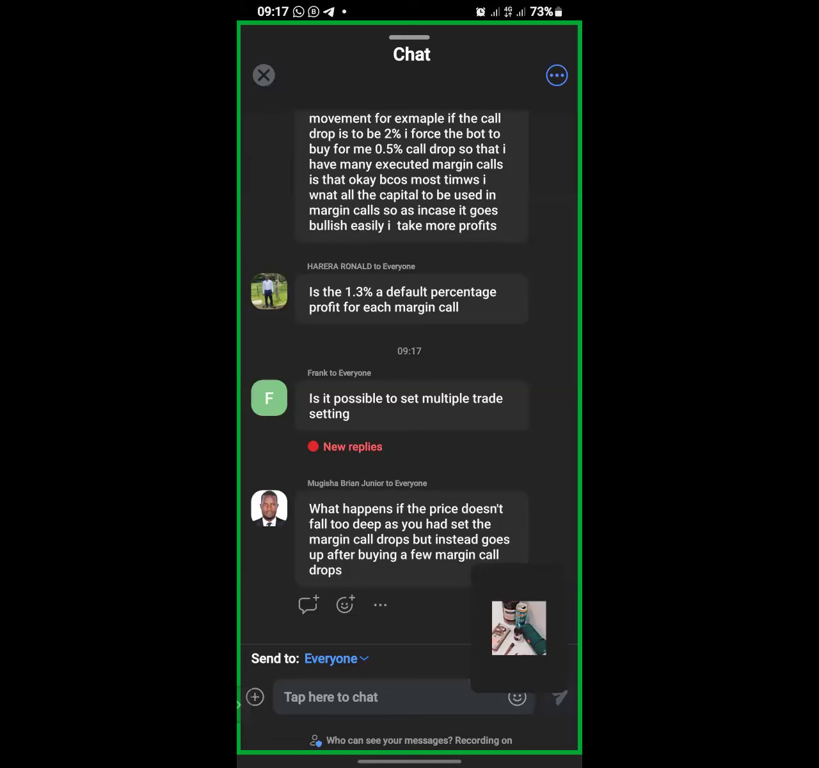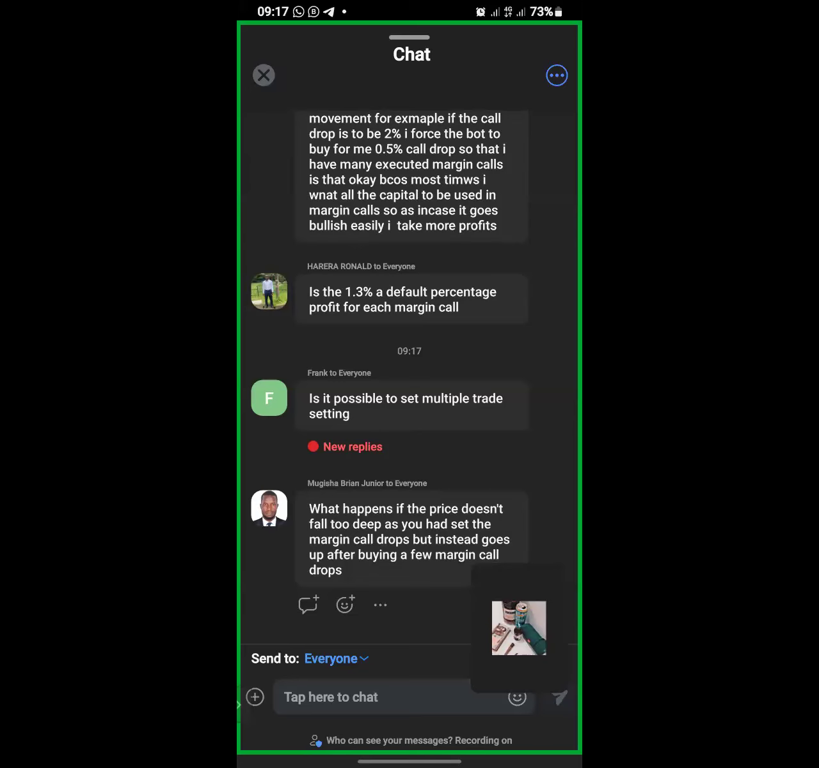That's why I said leave it on cycle. It will be selling on cycle, but it will not keep up. It has to drop again and buy your margin calls. That's why I said you first leave your strategy on cycle. So when it has bought several margin calls, that is when you can put it on one shot. That's why we first leave it on cycle.